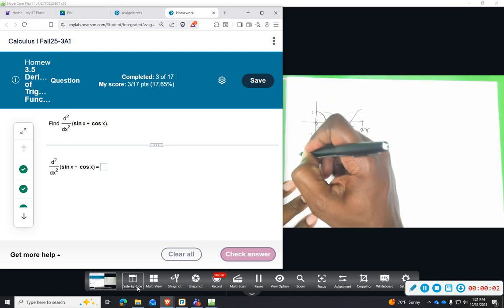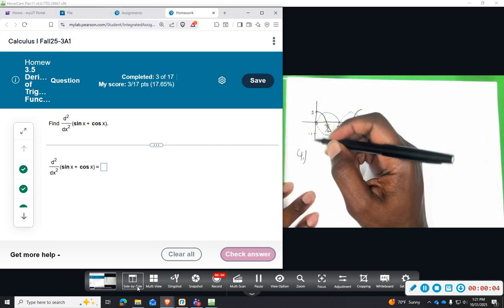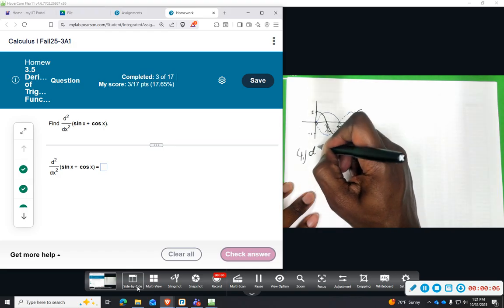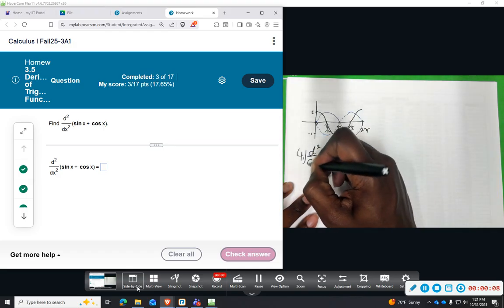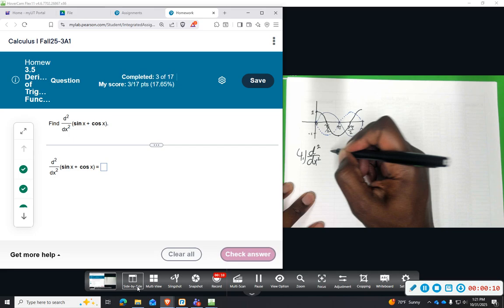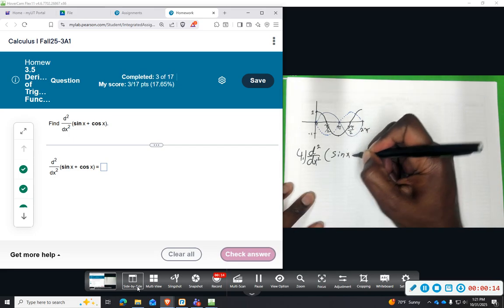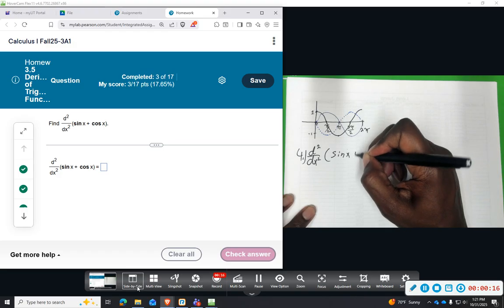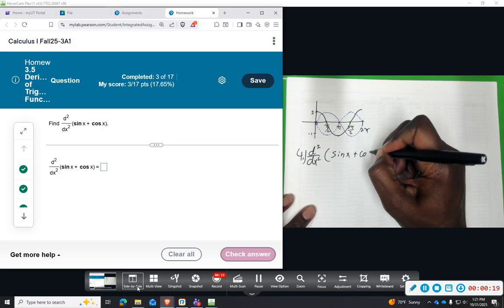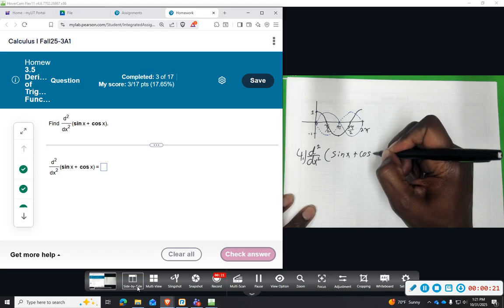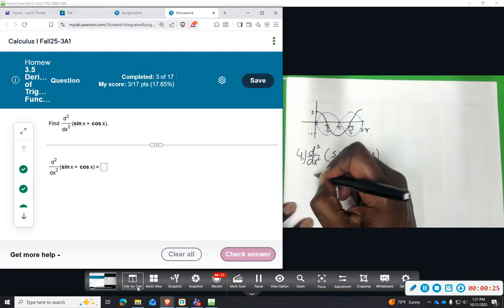Alright, number 4, we want to find the second derivative of sine x plus cosine x. So you first start out by finding the first derivative.